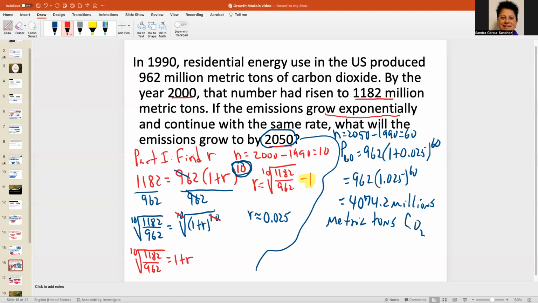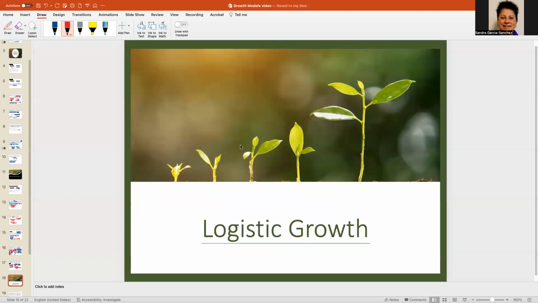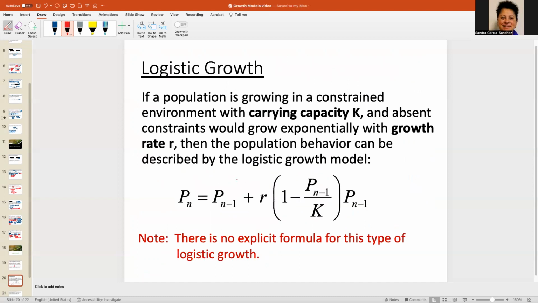So when you have the exponent and you're just finding r, we use radicals. When you're looking for n, which is time, you have to use logs. Okay, guys? Okay, and the last part is about logistic growth. Again, remember that you're going to have a carrying capacity that we're going to call K. That's why you're going to identify that it's a logistic growth. And this is the formula. The formula will be there.